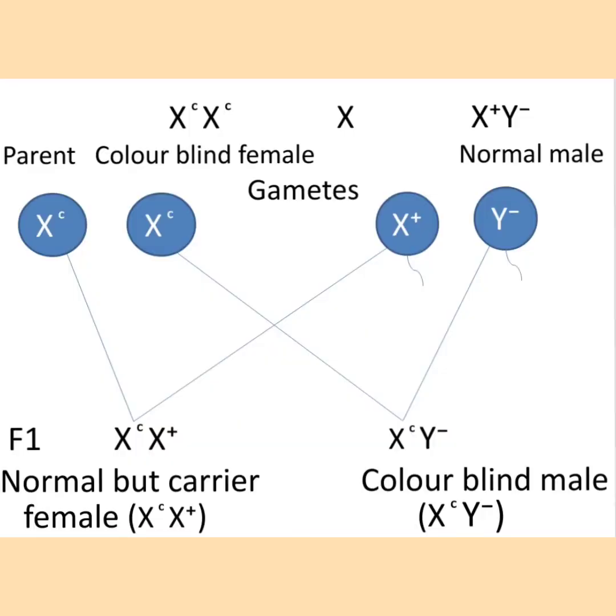For example, you can see that the colorblind female having the alleles X^C X^C will produce gametes which both have the colorblind allele, and the normal male will produce normal gametes. The fusion of these gametes in the F1 generation will form normal but carrier females and colorblind males. That means 50% are carrier females and 50% are colorblind males.